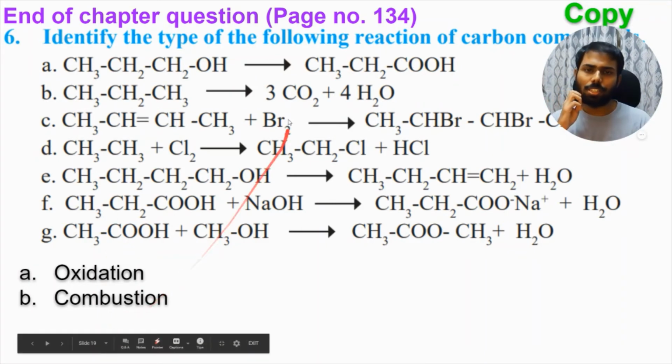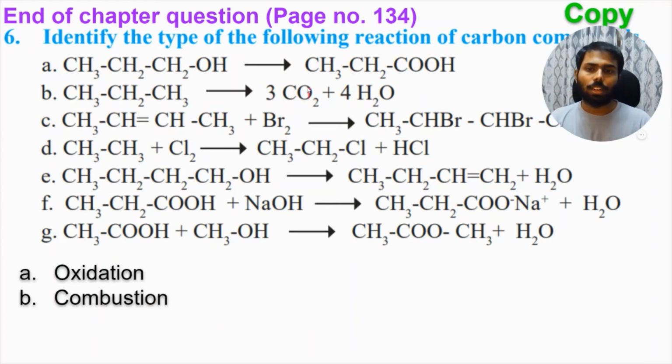Next I'm seeing a combustion reaction. Why am I saying this is a combustion reaction? Because I am getting carbon dioxide and H2O, a typical combustion reaction. What is a combustion reaction? When you burn something, it combines with oxygen, and you get carbon dioxide and water as the products. So that's your combustion reaction.